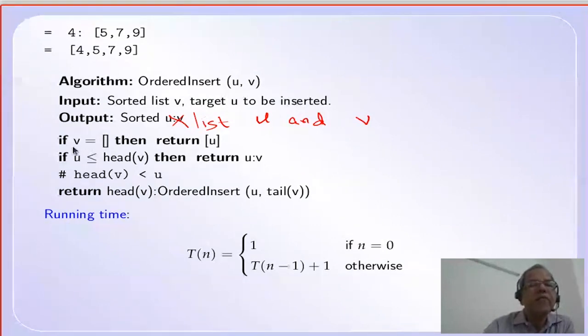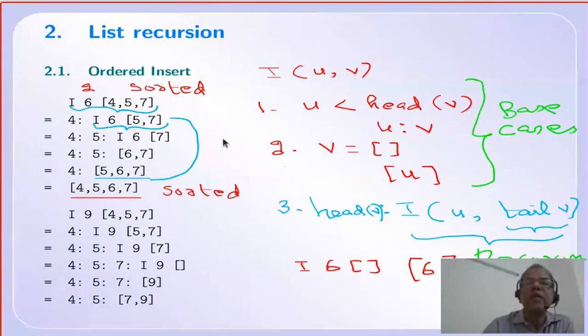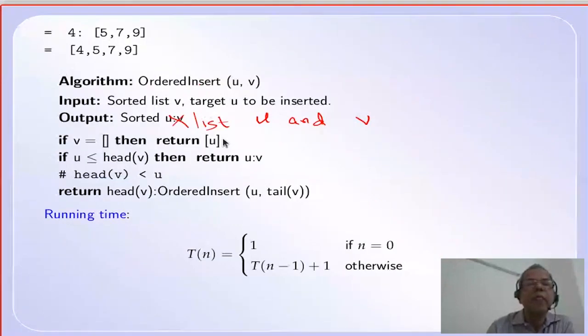The two base cases: if V is equal to the empty list, then return a singleton list consisting of only U. The first case. If U is less than or equal to the head of V, we have reached the right position for U, and therefore all that we have to do is prepend U to V and return it. That's the result. These two are the base cases.